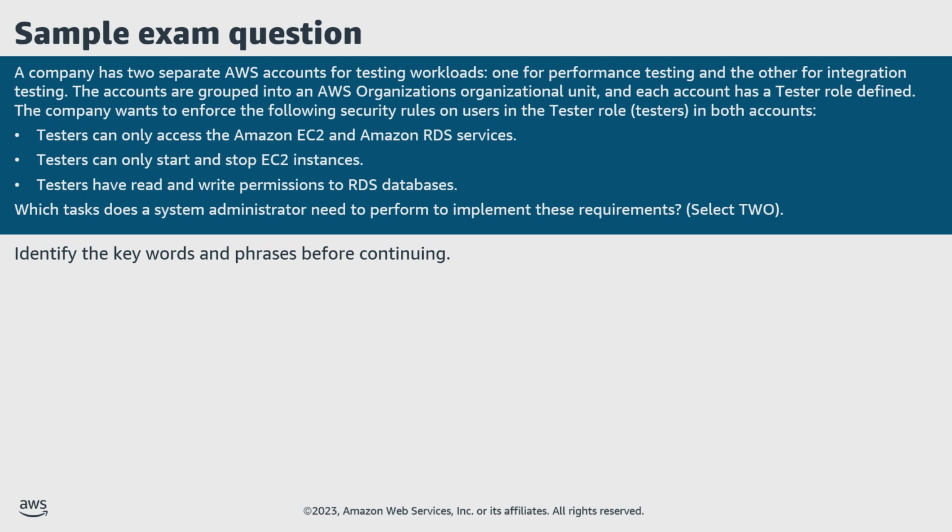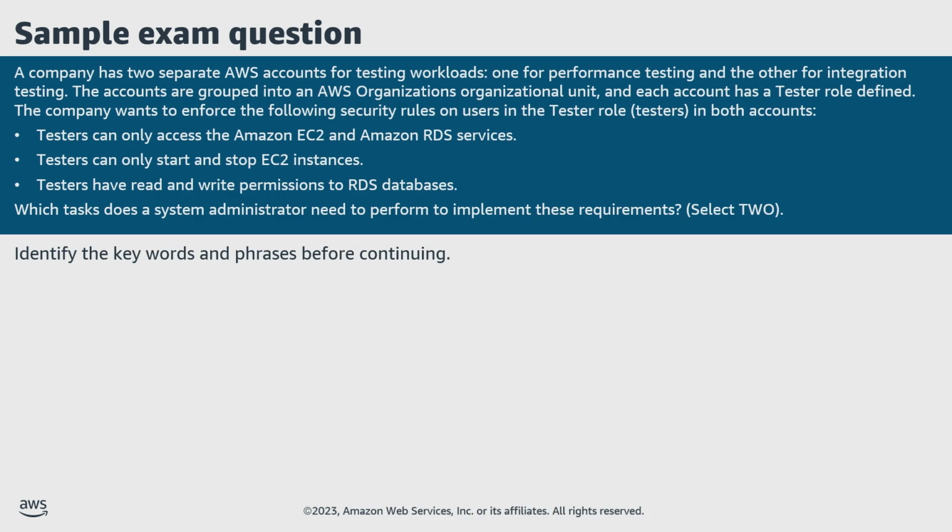A company has two separate AWS accounts for testing workloads, one for performance testing and the other for integration testing. The accounts are grouped into an AWS organization's organizational unit, and each account has a tester role defined. The company wants to enforce the following security rules on users in the tester role in both accounts. Testers can only access the Amazon EC2 and Amazon RDS services. Testers can only start and stop EC2 instances. Testers have read and write permission to an Amazon RDS database. Which tasks does a system administrator need to perform to implement these requirements? Select 2.